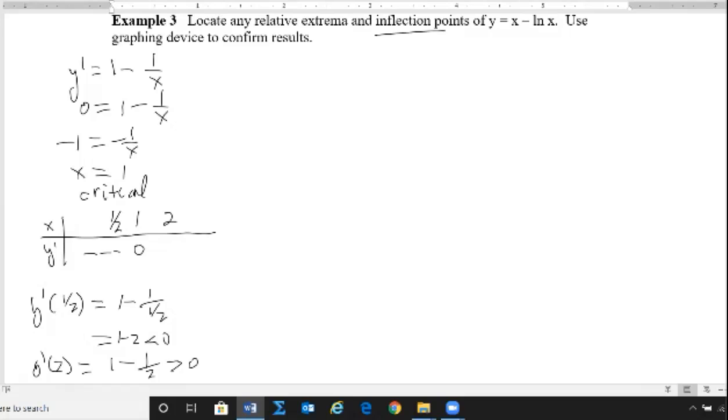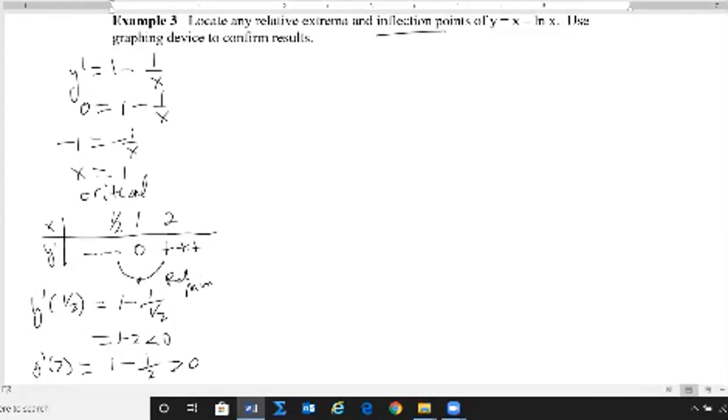That's a half. So you know what this means. It means you're decreasing, going in this way. You've got a relative minimum there. Okay, relative min. What are the coordinates? Well, y of 1 equals 1 minus natural log of 1, and that's a 0, so this is just 1. So there's our relative minimum located at 1, 1.